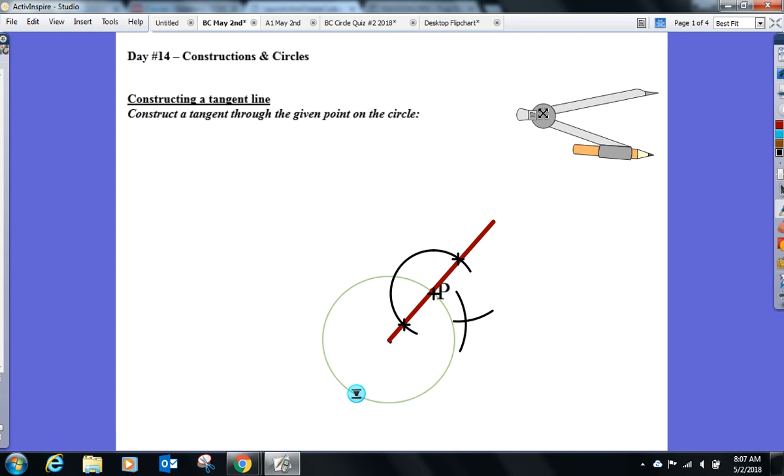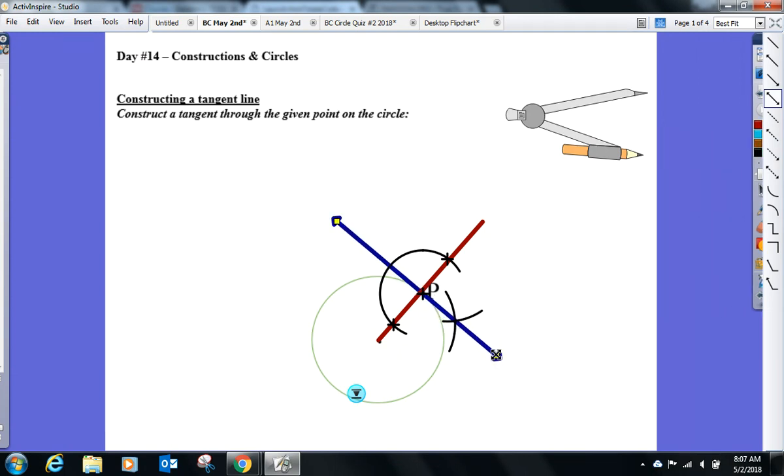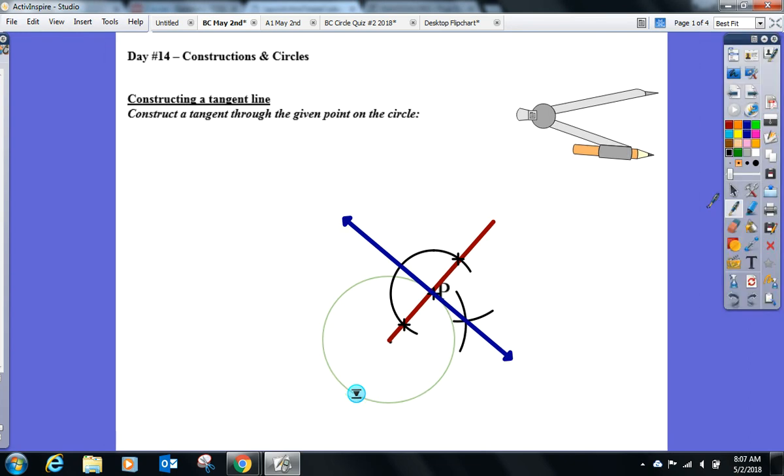A tangent line. And again, that line is guaranteed to be tangent because we've guaranteed by our construction that that radius is perpendicular to that line, so that must be a tangent line.